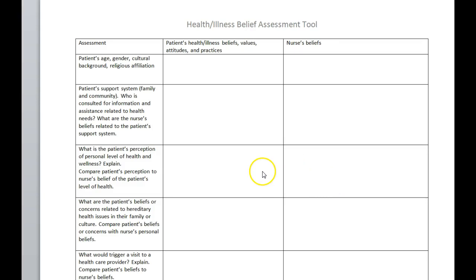So as an example, you might talk about, this person may think that eating dairy products and meat 3 times a day is appropriate.